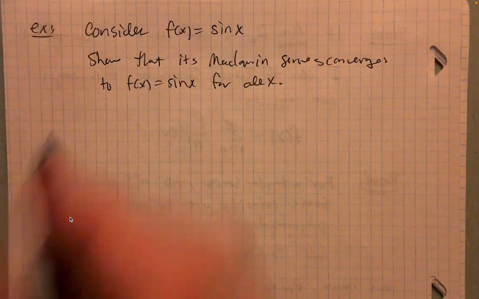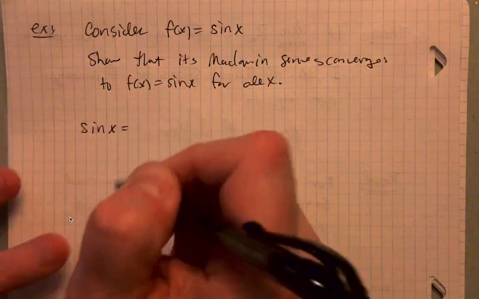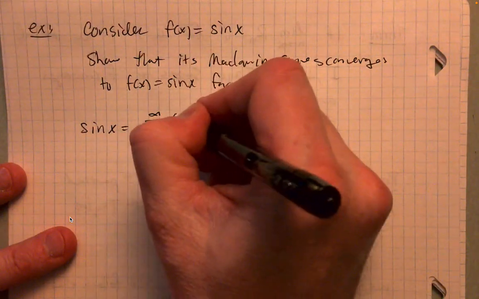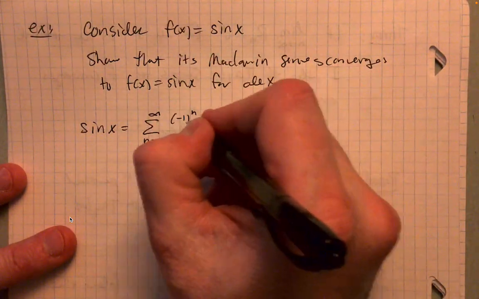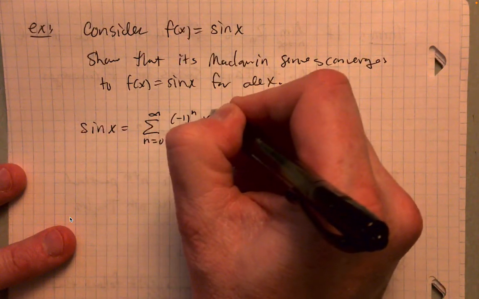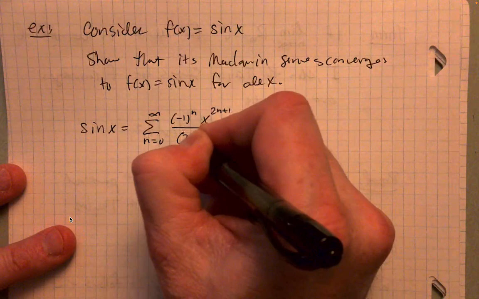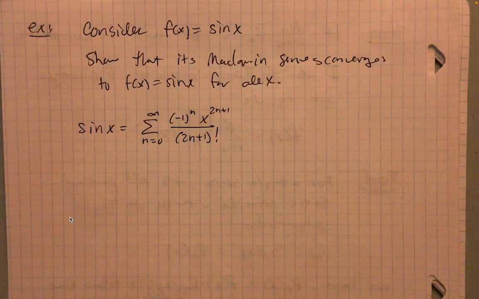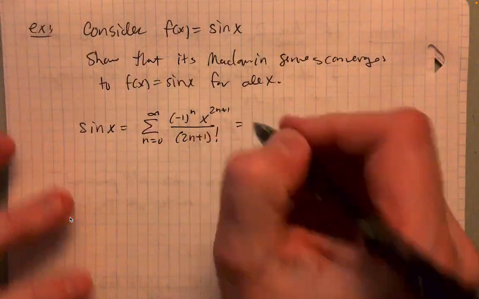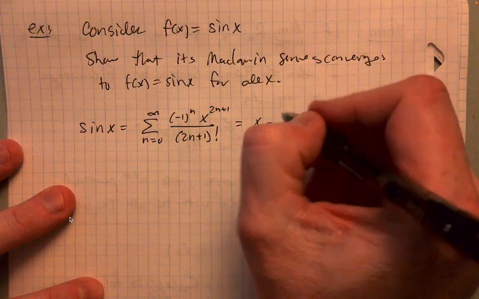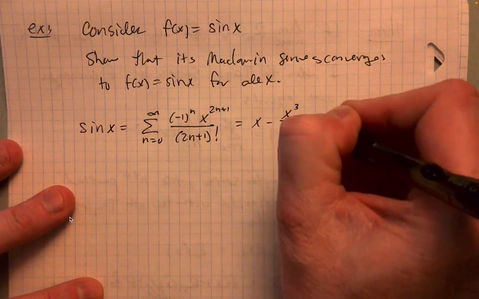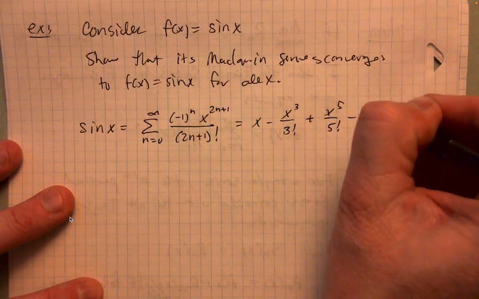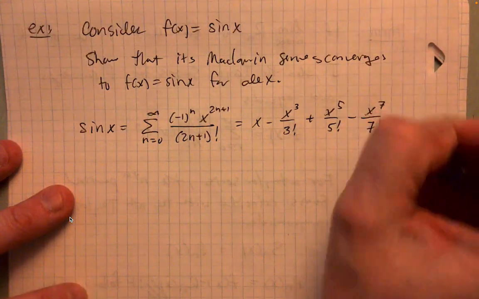So what are we trying to show here? Well, we're trying to show that sine of x is equal to the sum from n equals 0 to infinity of, now we previously worked this out, negative 1 to the nth power times x to the 2n plus 1 power over 2n plus 1 factorial. Again, we've worked this one out, so I'm just jumping in as an example. Remember what this looks like: it's x minus x to the third over 3 factorial plus x to the fifth over 5 factorial minus x to the seventh over 7 factorial plus so on, right?